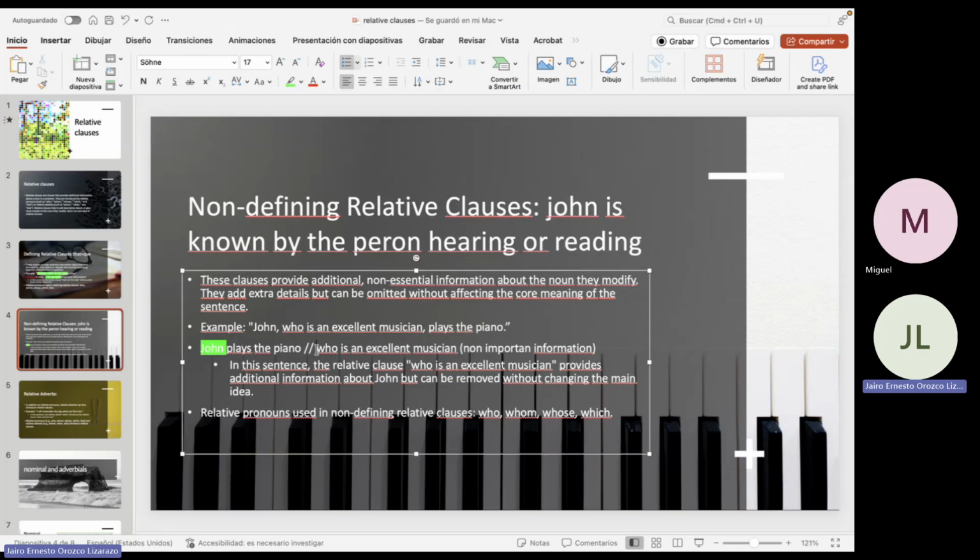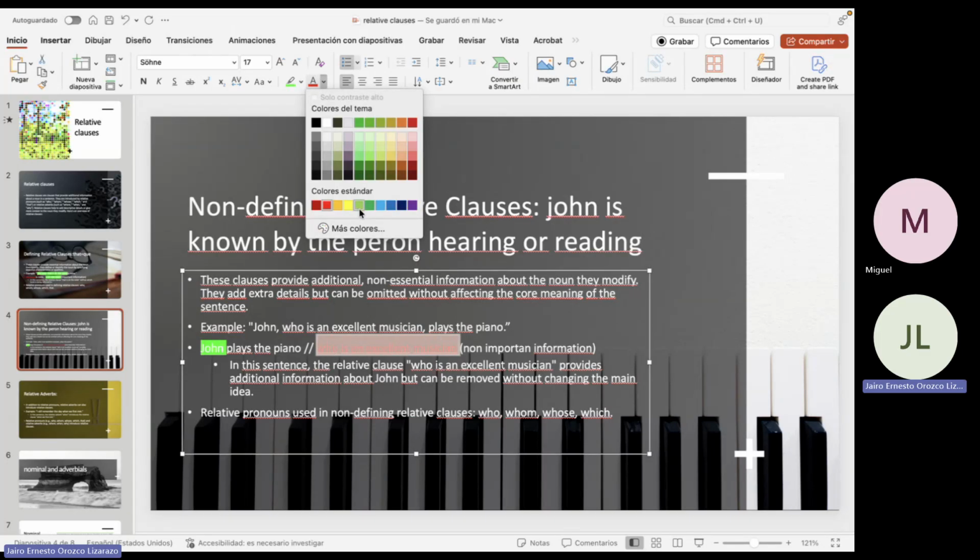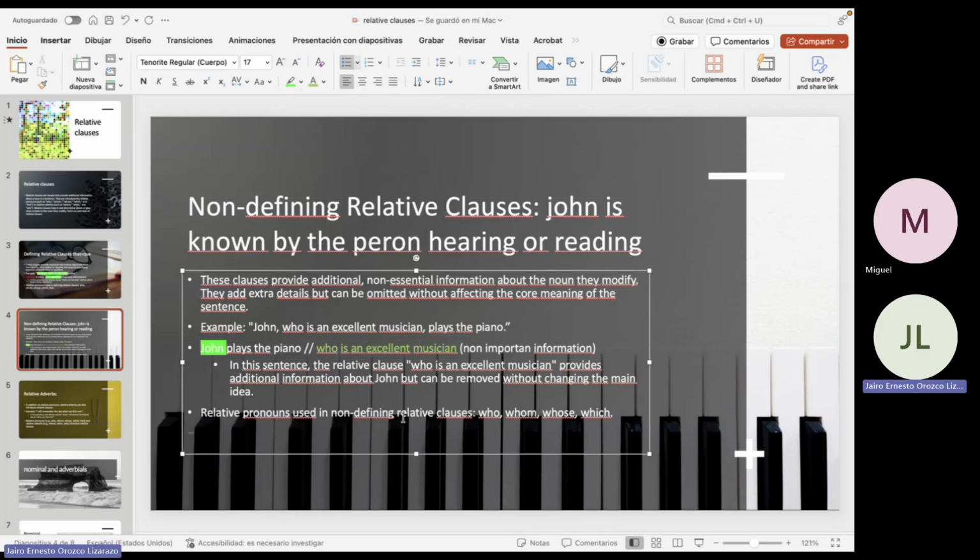So this information is not important, right? Not important at all. This is just extra information because we already know who John is. Yeah, we already know that John plays the piano. So we assume that if he plays the piano, he's a musician. He's a good musician, right? So in this sentence, the relative clause, who is an excellent musician, provides additional information about John, but can be removed without changing the main idea.